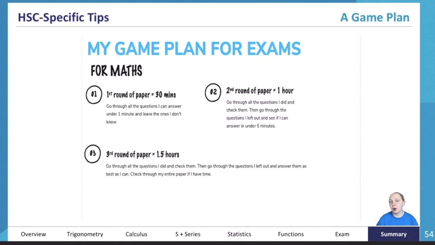There's no real right way to time management in an exam. Whatever works for you, so stick to it. And yeah, I guess this is just like another way that you can think about timing in the exam. Do what works for you.